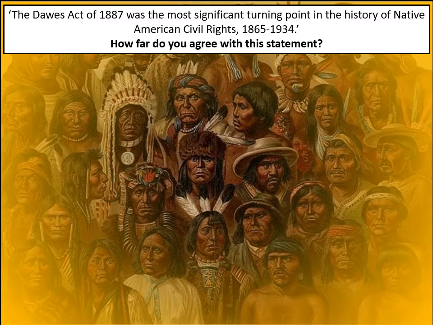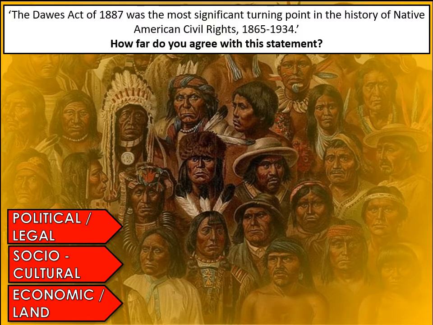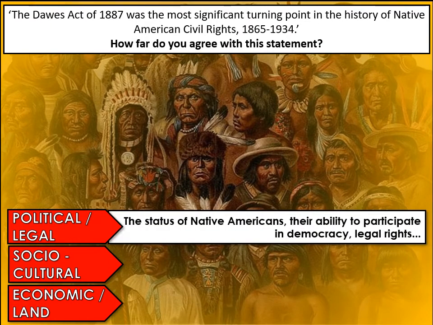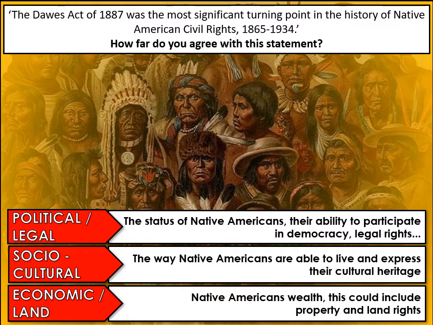Now the first thing to say is Section B essay questions require you to be thematic. And you know there are 3 themes that exist in our Native Americans course. So you can write about the political and legal rights that Native Americans had or didn't have in this time period. And you can see there what we mean by that. We can also talk about their socio-cultural rights, by which we mean the way Native Americans are able to live and express their cultural heritage. Or we could talk about their economic and land rights.